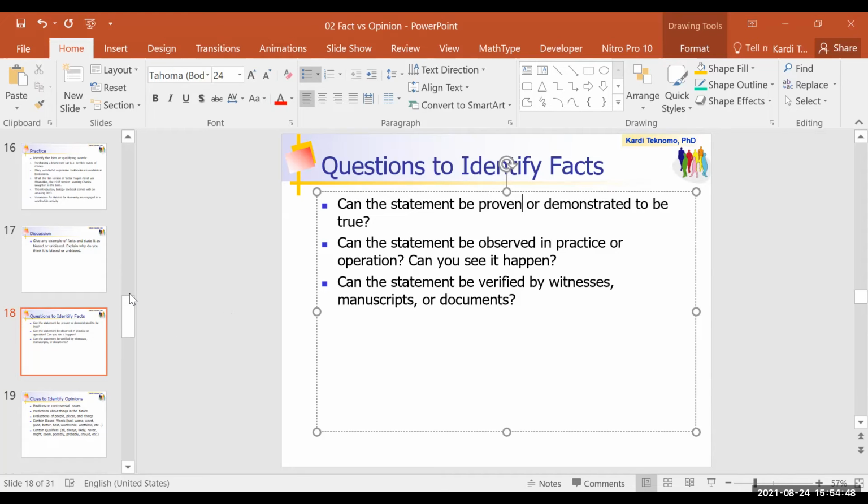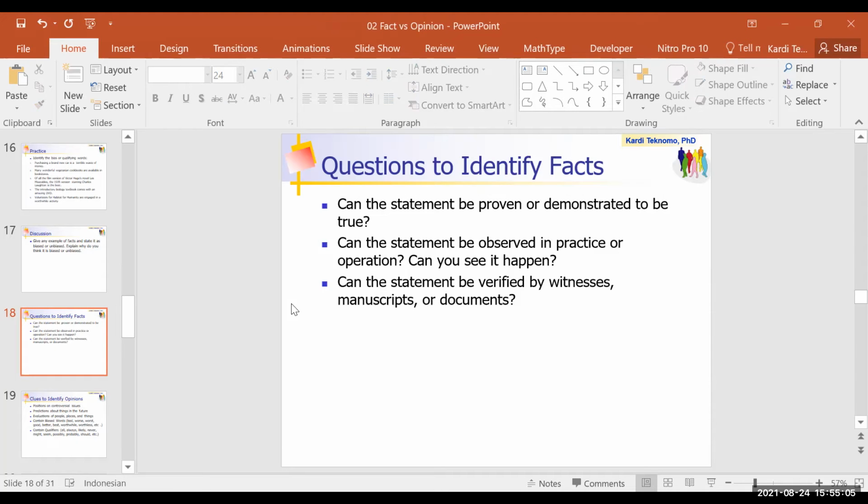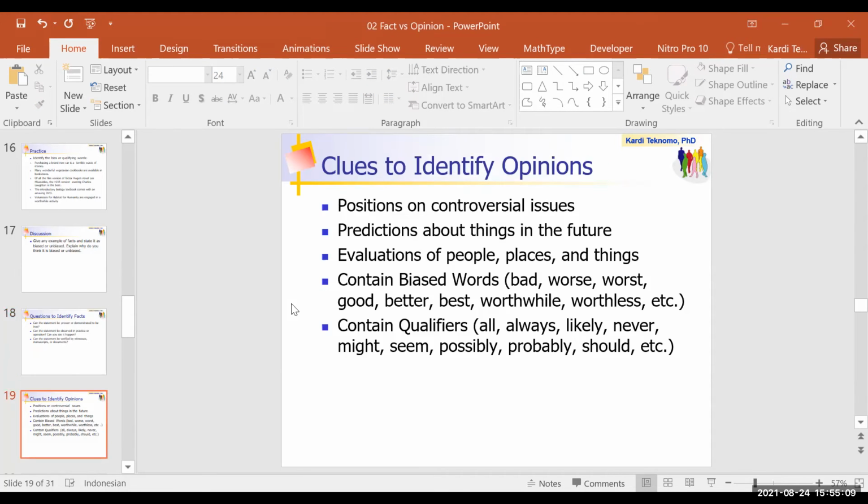Okay, so the fact can be stated based on proof, demonstration, in practice, some experience, or by witness, okay? Especially in the court, right? The law, and by literature, manuscript, or documents. Okay, and these are the clues to identify the opinion.